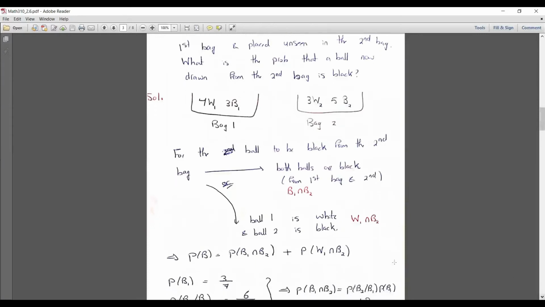So what will be the probability of B? Probability of B1 into B2 plus, because why plus? Because we have or, plus P of W1 into B2.